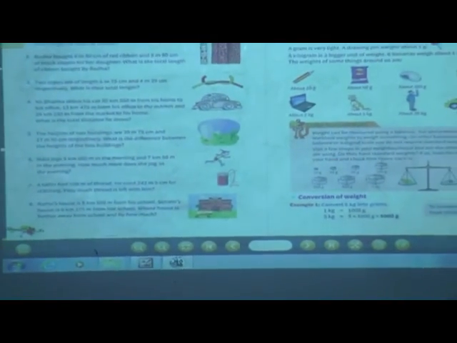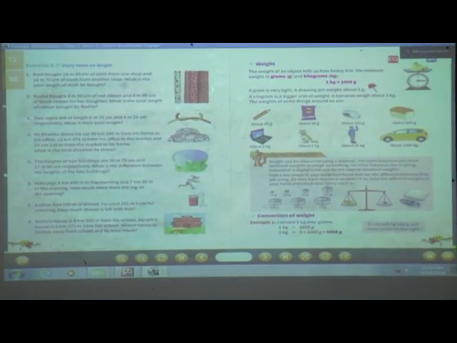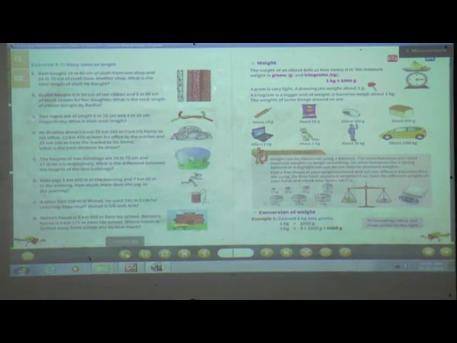Dear students, in our last session we saw how to convert kilometer into meter and meter into centimeter. Now today we are going to start exercise 5.7, story sums. So open your textbook, page number 66. Look at the board. Exercise 5.7, story sums on length. We are going to solve story sums on length. So see the first question.